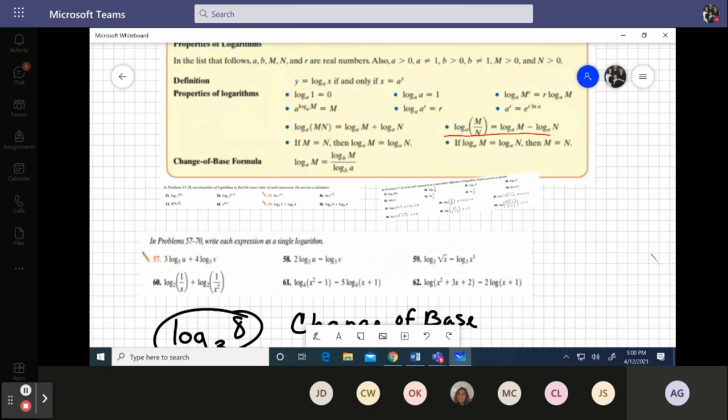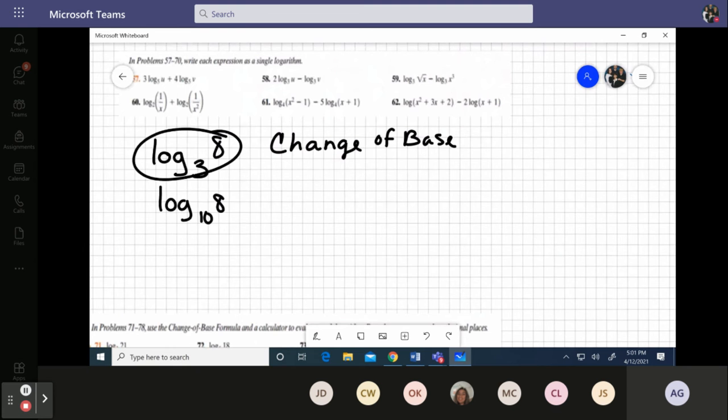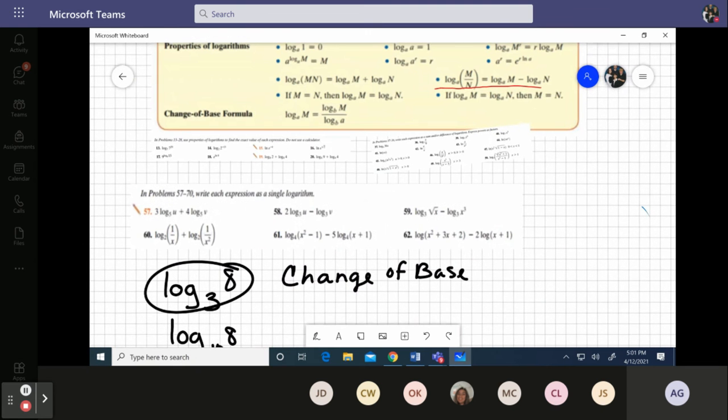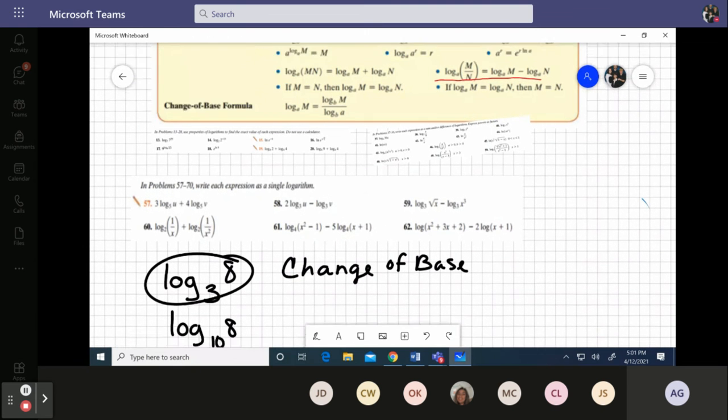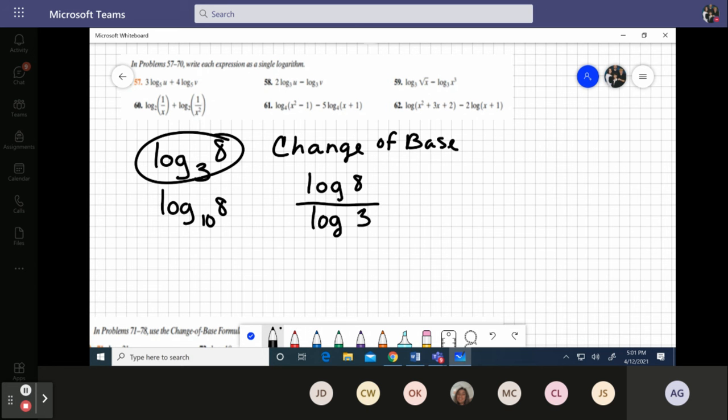Okay? You're going to have to make a ratio. And because it's a ratio, it doesn't matter if you use your LOG log or your natural log LN. If I'm going to do log base 3 of 8, the 8 is up in the numerator. And what I'm going to use on my calculator is I'm going to say log 8, and then divided by log 3.